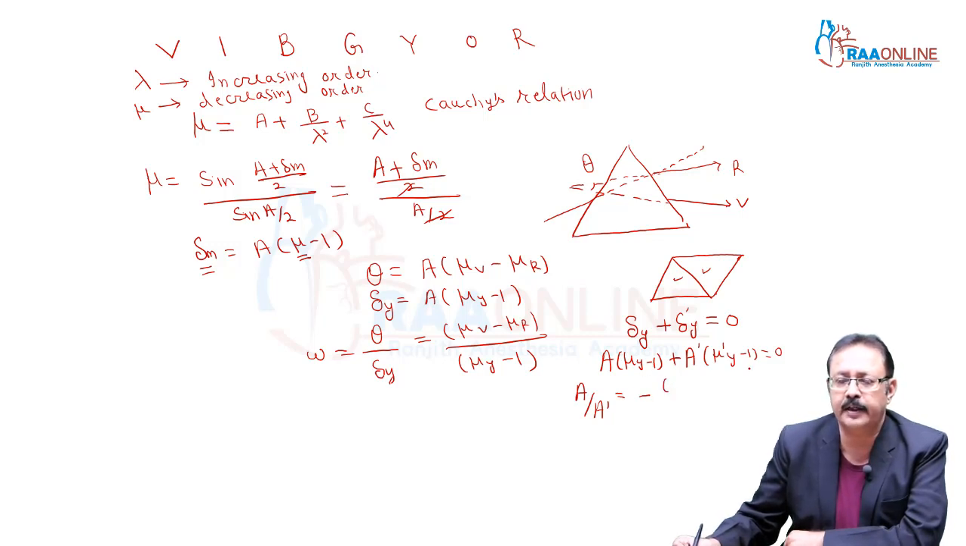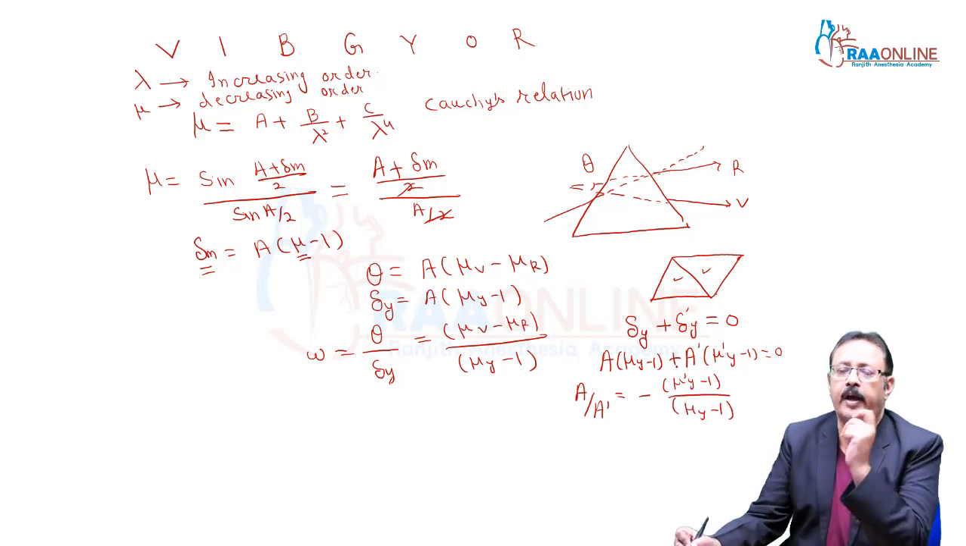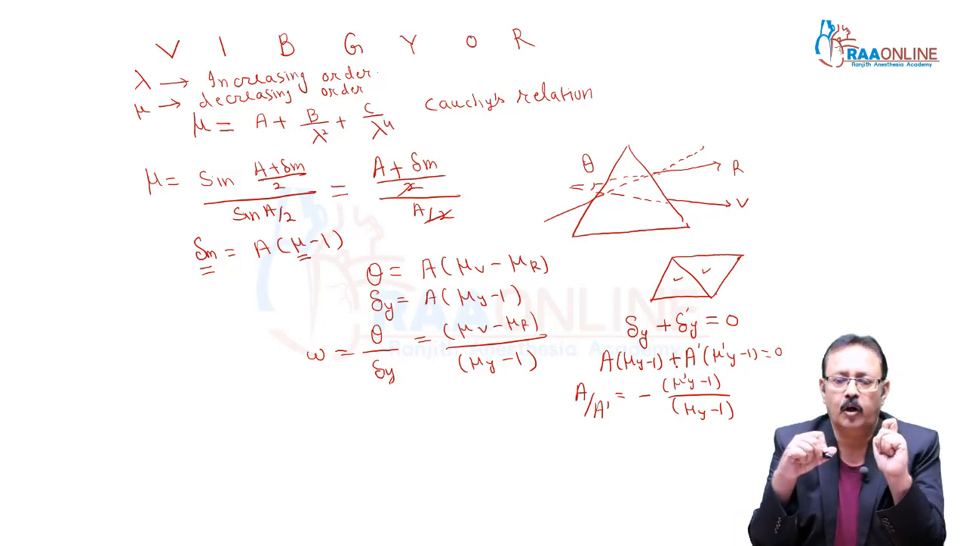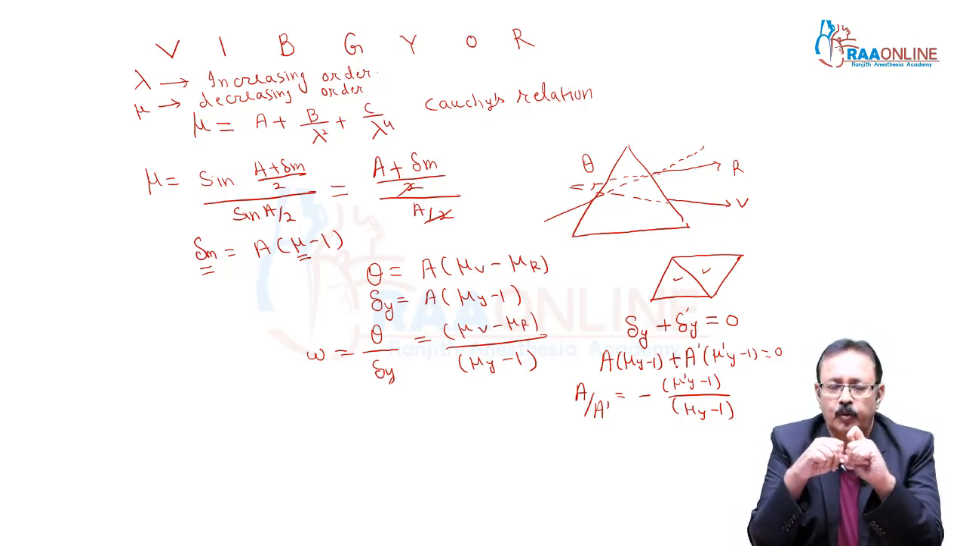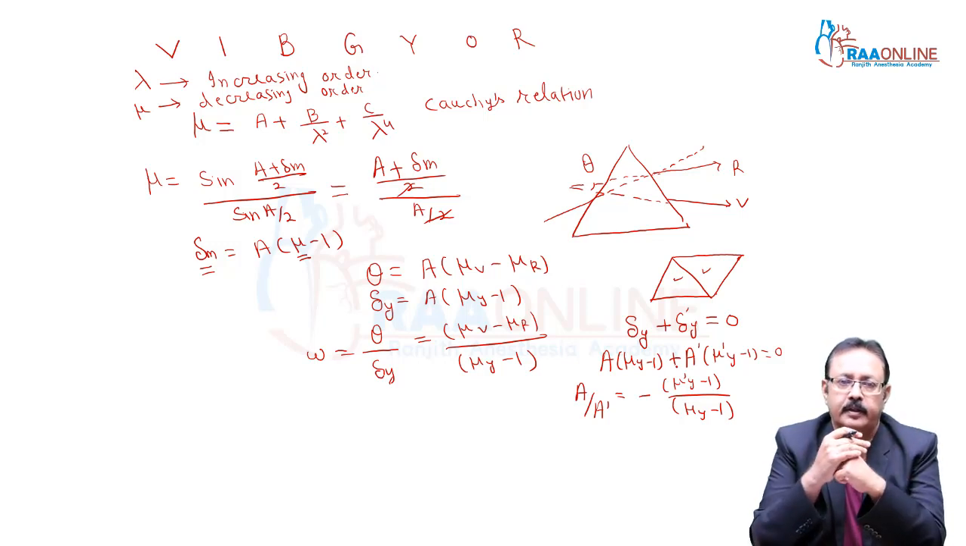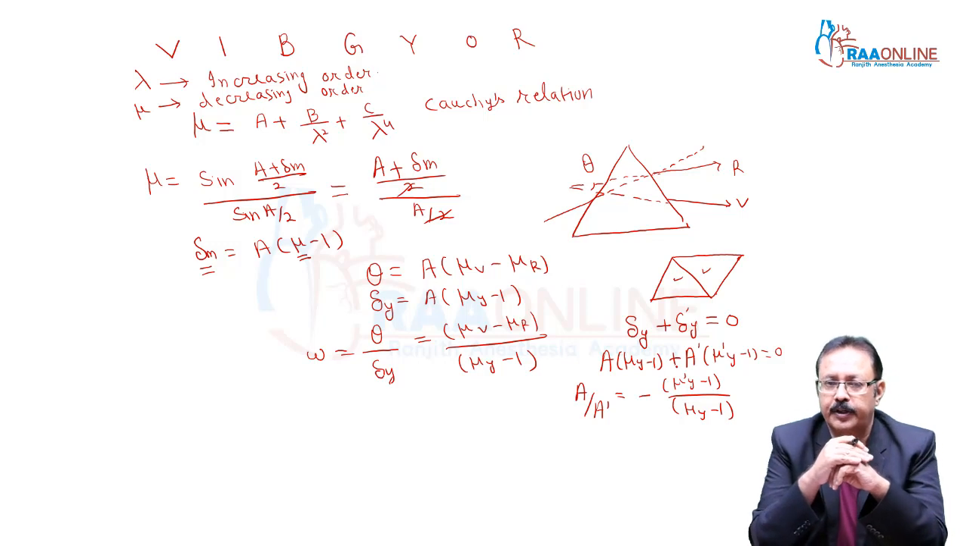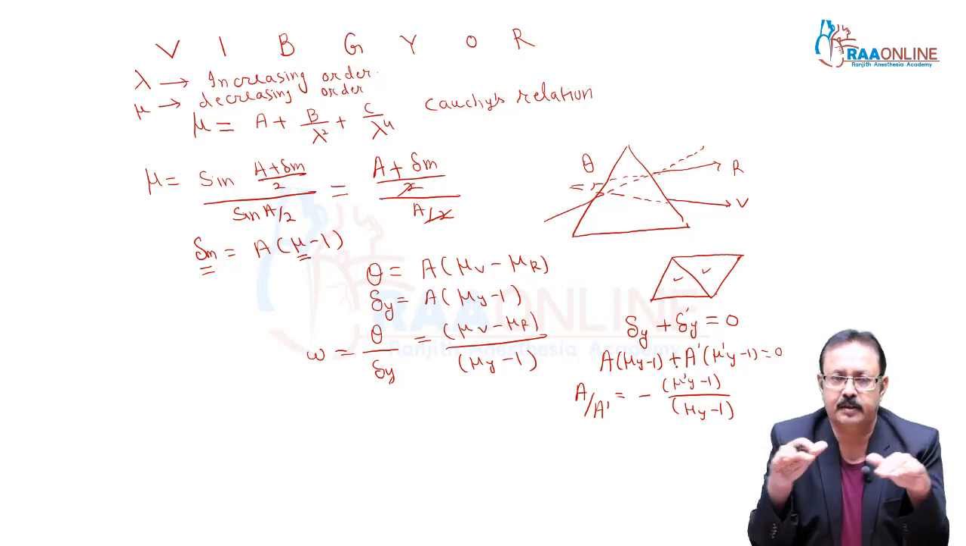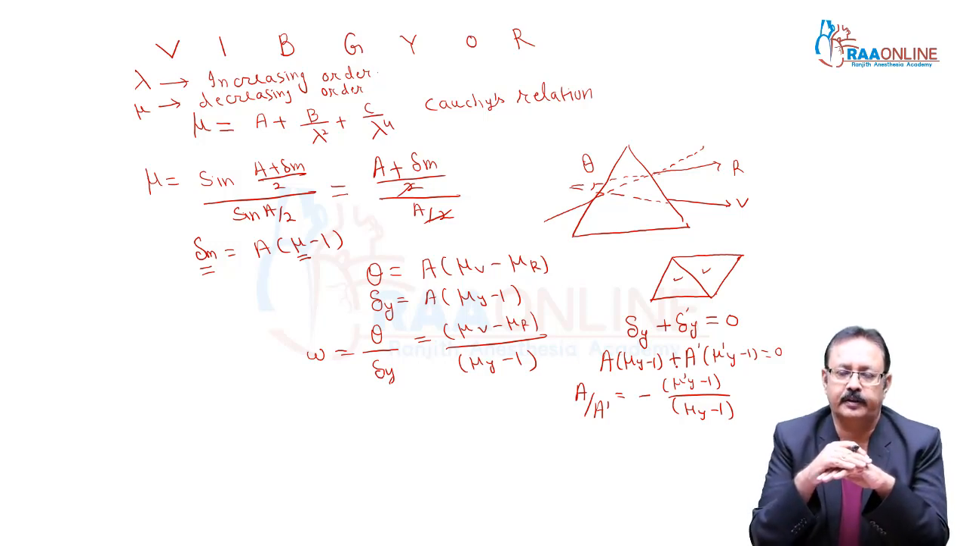Take this on that side and this ratio there: mu dash y minus 1 upon mu y minus 1. It means if you have two prisms of different materials whose angles of prism are in this ratio, and minus means you put the prisms in opposite directions, you will not get deviation. Deviation is finished. No deviation.